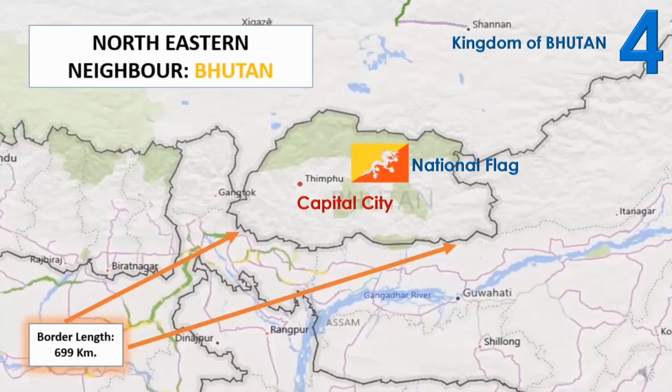Now, number 4, the Kingdom of Bhutan. The border length between India and Bhutan is 699 kilometers. As you can see here, the national flag and the capital city, Thimphu.